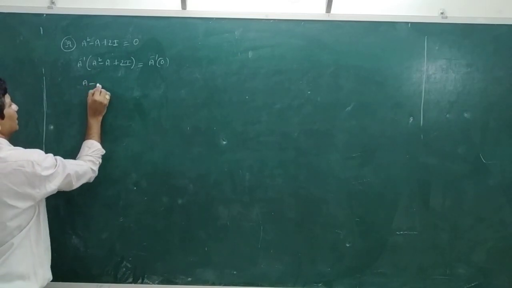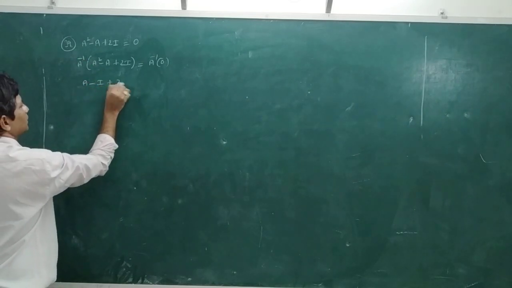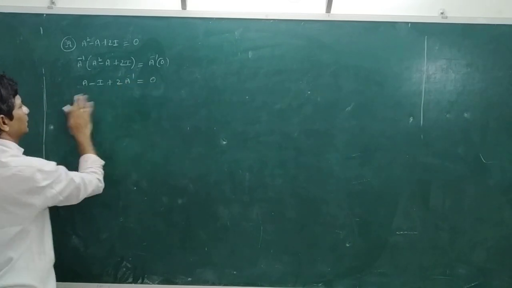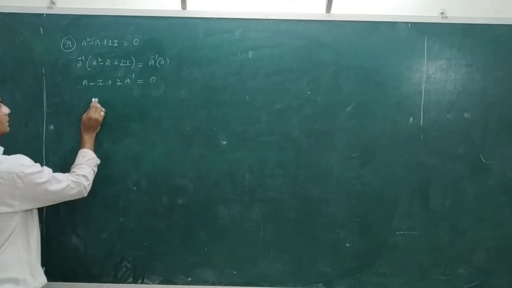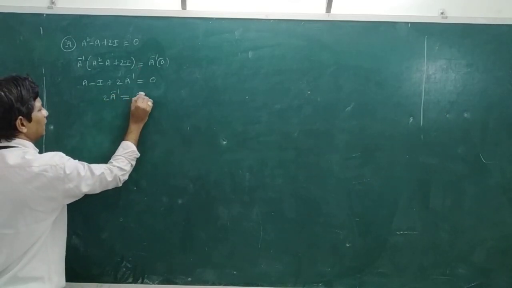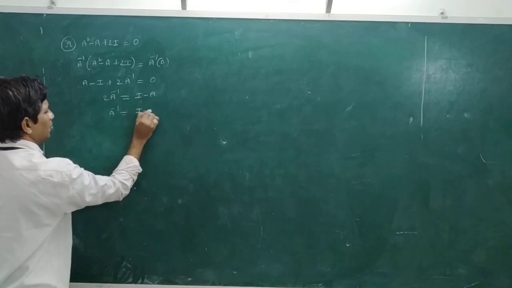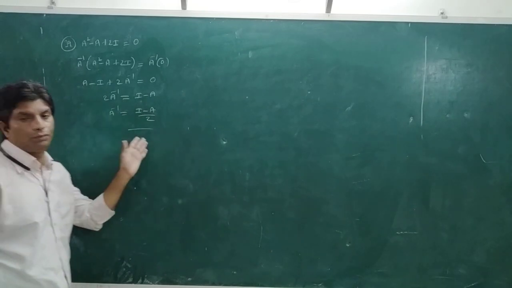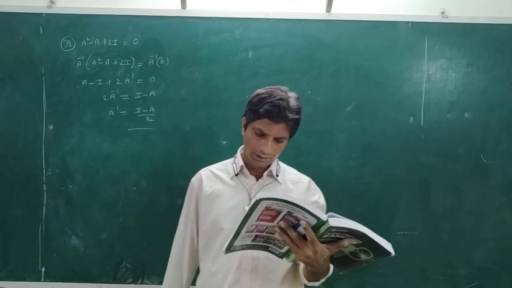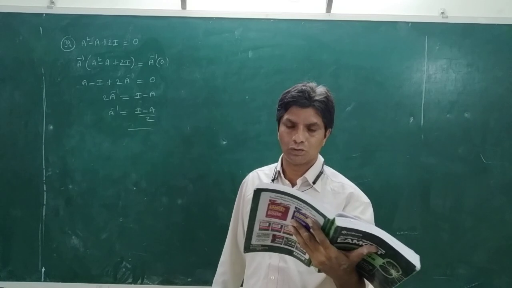Minus A inverse into A, which is I, plus 2 into A inverse into I, with 2 as a scalar, equal to 0. So from this you can find A inverse. This is 2A inverse equal to I minus A. So A inverse is I minus A by 2, or 1 by 2 into I minus A. Where is the option? Problem number 39, the answer is B, I minus A by 2.